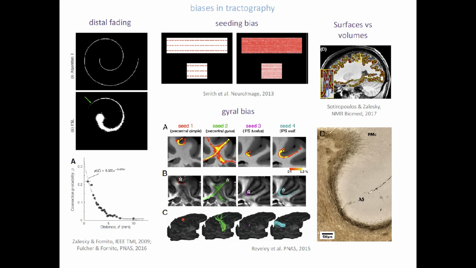So these are just some issues to be wary of. Diffusion tractography is quite a powerful tool, and those images of white matter tracks look wonderful, but there are a lot of biases and issues that are currently being worked through.